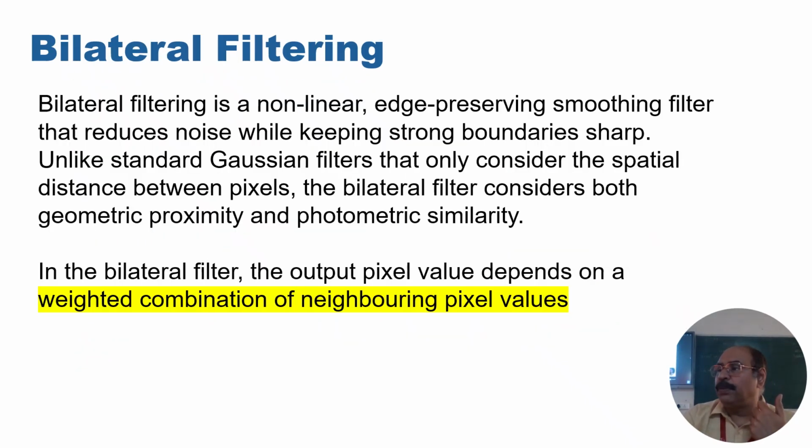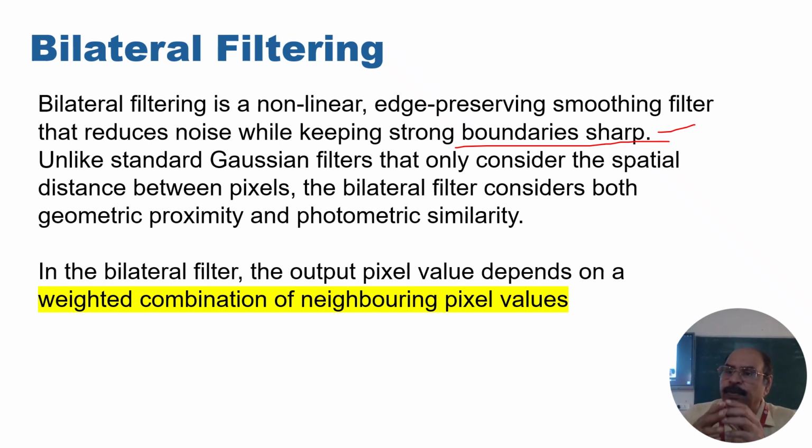The next important type of filtering is called bilateral filtering. We know that we are looking into nonlinear filters. In median filtering, we have seen that we are unable to preserve the edges. So here, with bilateral filtering, we are trying to overcome this disadvantage, and this reduces noise while keeping strong boundaries, and it increases the sharpness also.